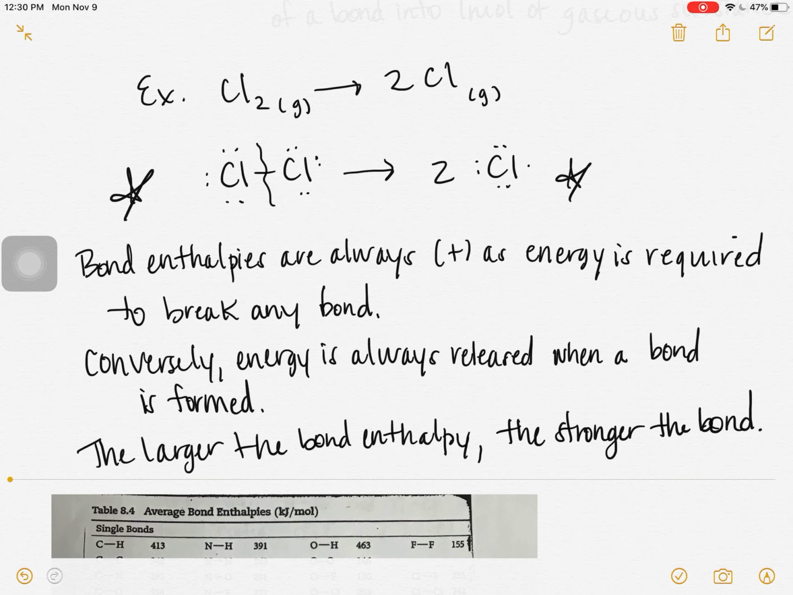And then, of course, the larger the bond enthalpy, the stronger the bond. And I think that makes sense if you step back and think about it. If bond enthalpy is the energy to break the bond, then the more energy you need to break it, the stronger that bond was to begin with.